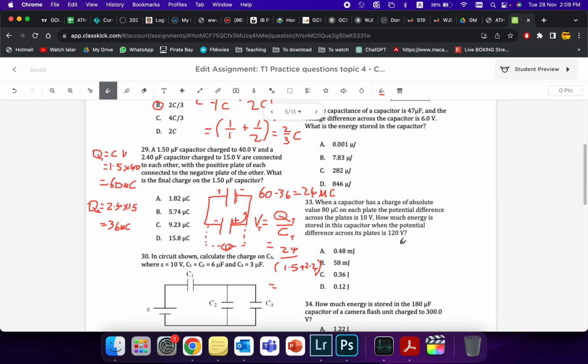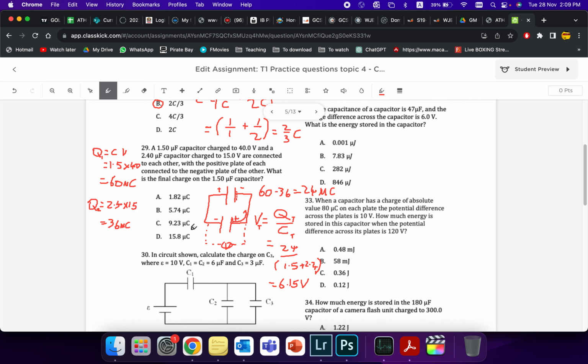So let's quickly write that out. I've got 24 divided by, in a bracket, 1.5 plus 2.4, and I should get an answer of 6.15. So the new voltage, after they've been connected together, becomes 6.15. Now I know this, I can find Q on any charge, Q equals CV. So now I can do it. It's asked me for the 1.5.